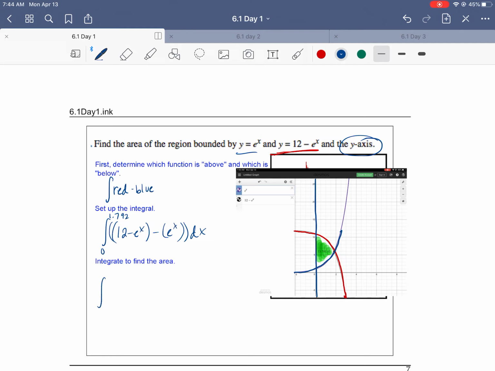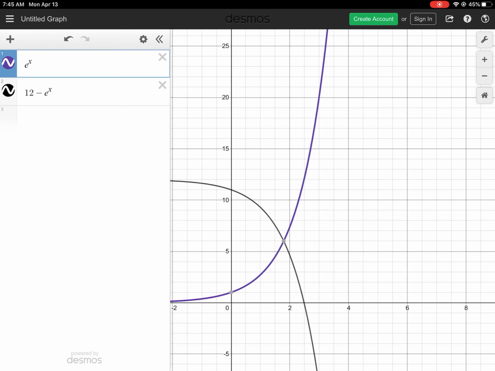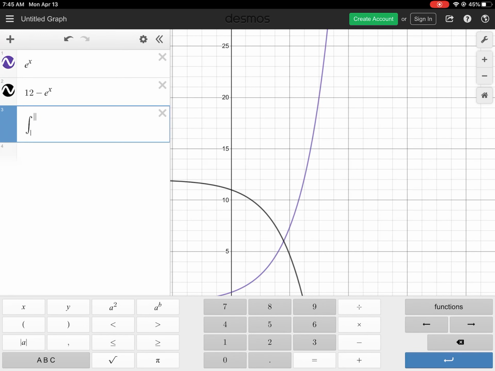And then we go from 12 minus e to the x is red, minus e to the x. Simplified, 12 minus 2 e to the x dx.